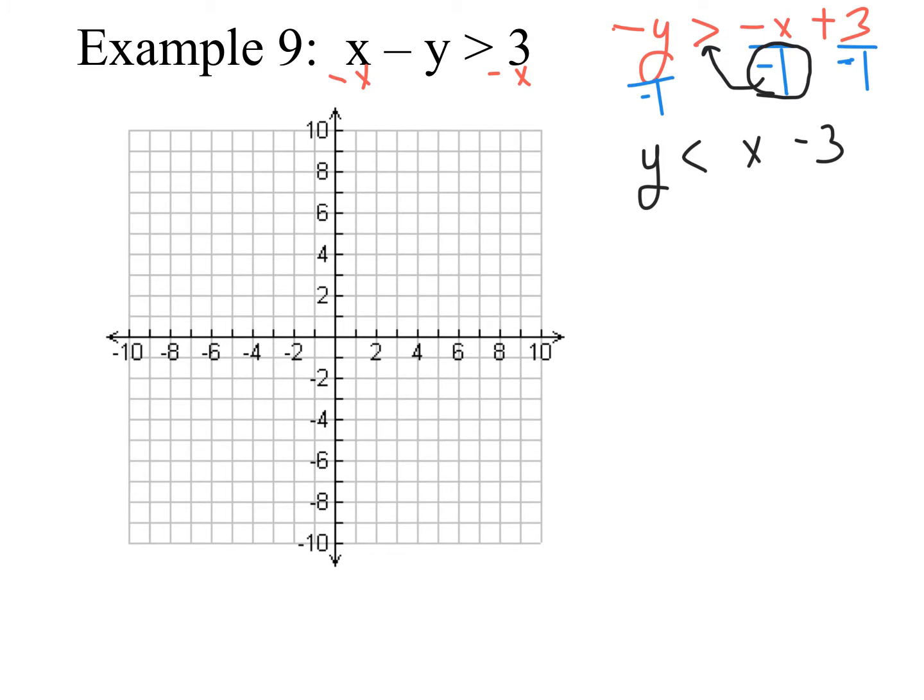So now we're set to go. Okay, now let's set this up. I'm going to start again on my y-intercept of negative 3. My slope, since I can't see it, is 1 to 1.